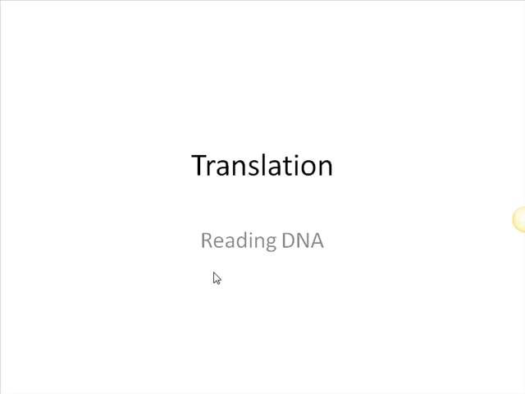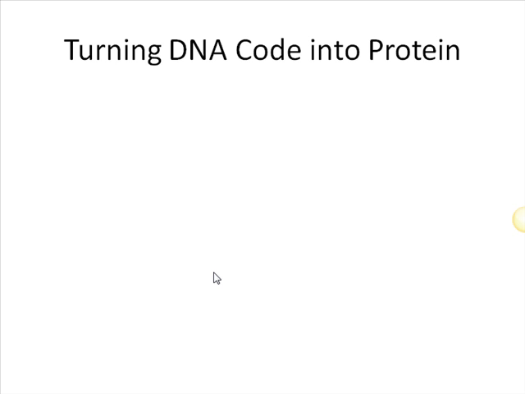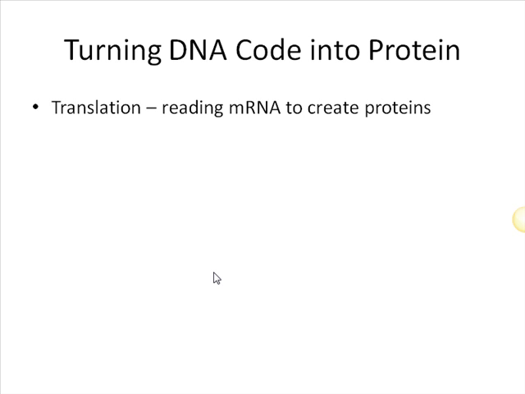Okay, this video is going to be a quick primer on how to read DNA. In other words, how to take the sequence that we find from the DNA. We'll first have it transcribed into RNA, and then we're going to take the RNA code and try to turn it into amino acids. So, how do we turn the DNA code into the protein? The first step is we're going to translate the mRNA to create the proteins.